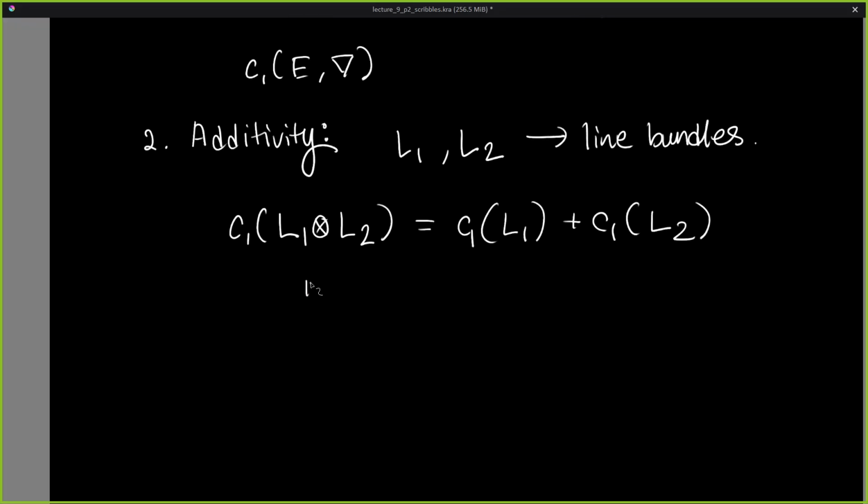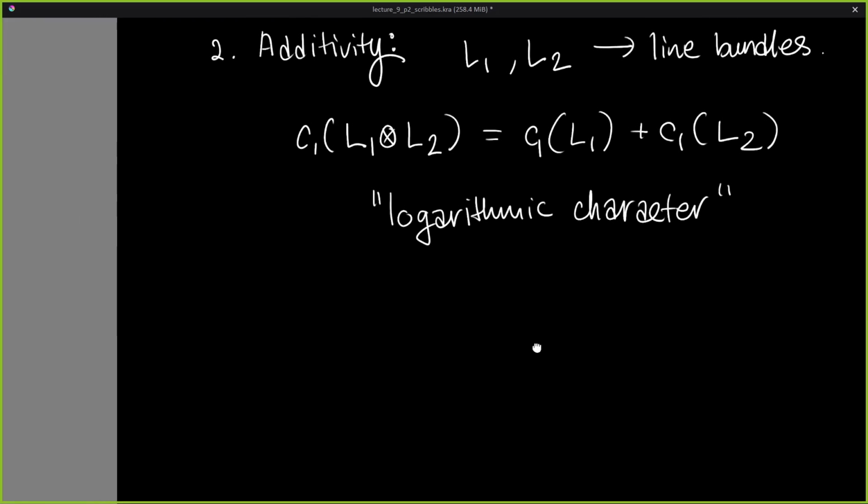This also gives them something called a logarithmic character. This is not a technical term. This is just me being a little vague here. The fact that they turn something that's a product into something that's a sum makes them work a little bit like a logarithm. So you can think of them as some sort of logarithmic property on the bundles.